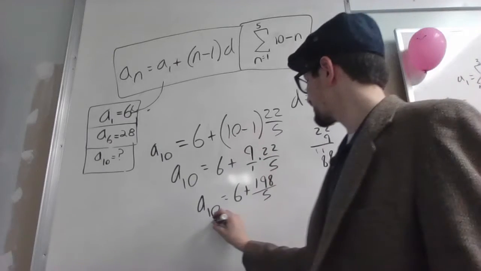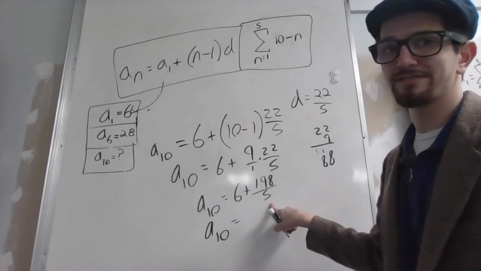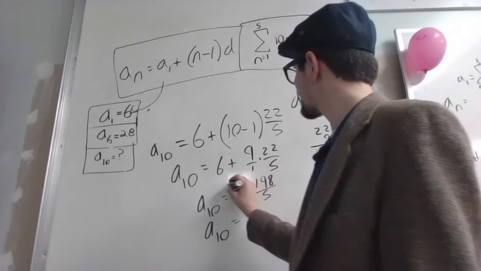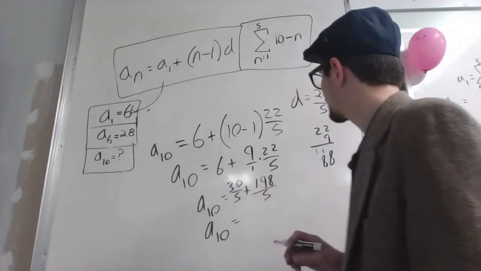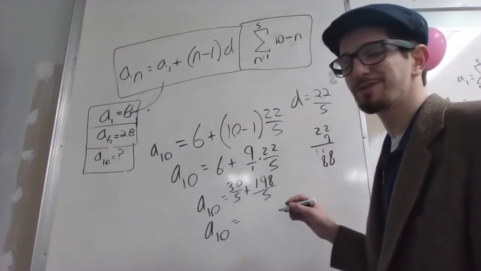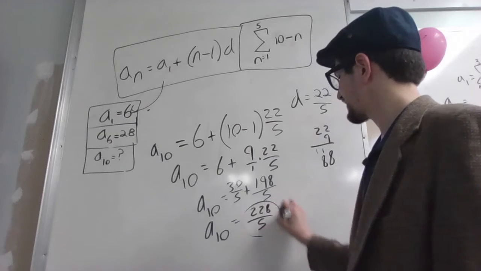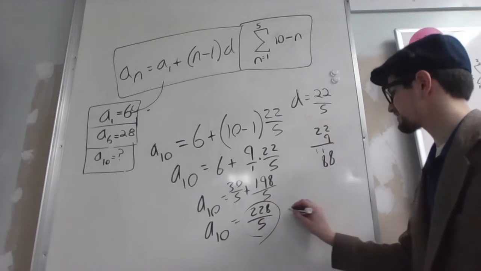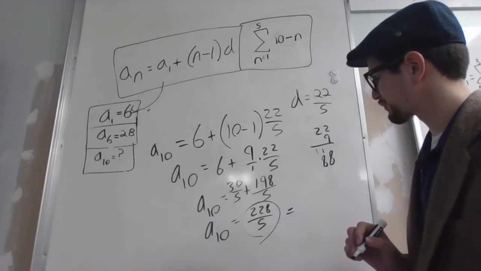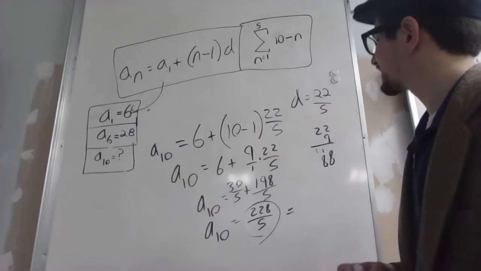I don't have a calculator, so I'm going to do it by hand. A sub 10 equals. If I wanted to make 6 have a denominator of 5, I would multiply 6 by 5, which is 30. So I can write this as 30 over 5. So 30 plus 198 would give me 228 over 5, which in my calculator would be my answer, which I believe is 10, 20, 30, 40, 45 and some change. Cool. And I'm done.